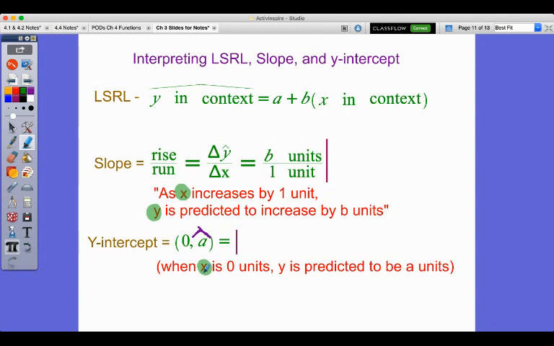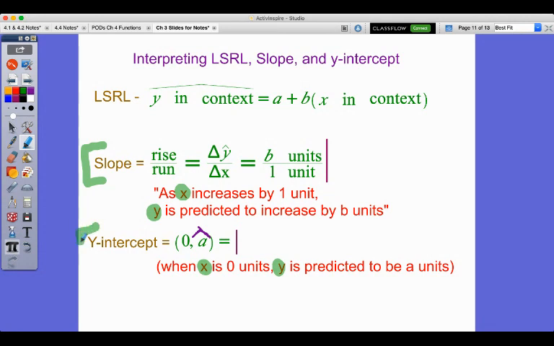So when the shoe size is 0, a size 0, your height is predicted to be so many inches tall, okay? Because we can use shoe size to predict height. So whatever it is, your x is in context, you tell me the number of units, and y is predicted in context. Now, this is always meaningful and makes sense in the context of the problem.